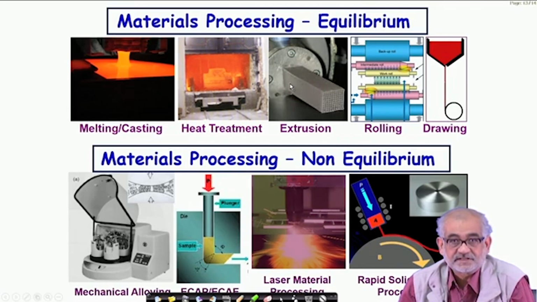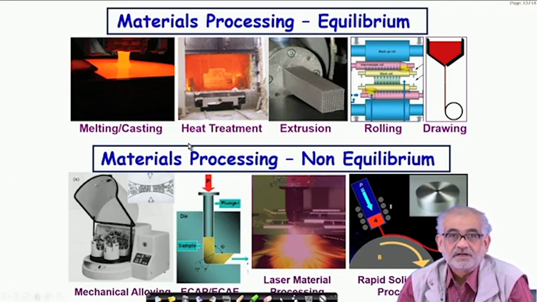Now, all these processings are usually done at high temperature or in a condition which allows us to develop an equilibrium structure. In other words, the time-temperature combination for these processes is fairly conducive to developing a microstructure which is equilibrium in nature. On the other hand, if we are in a hurry or if we actually want to defy the rules of equilibrium, we also resort to certain processings which are non-equilibrium processing.